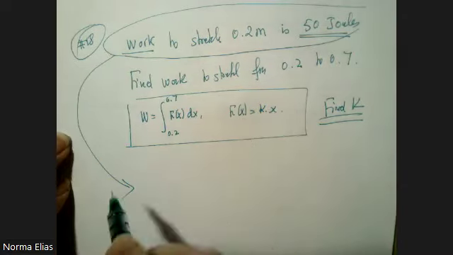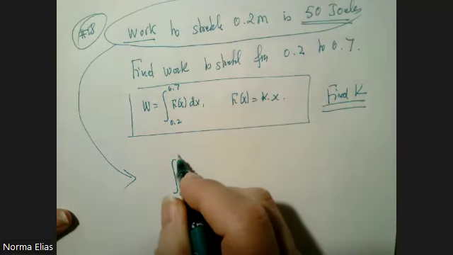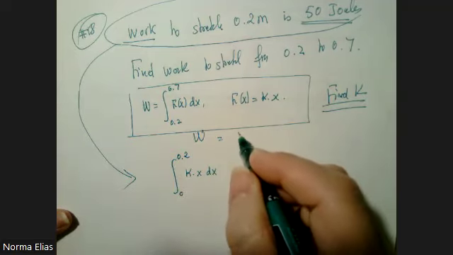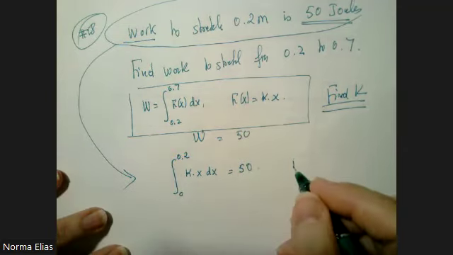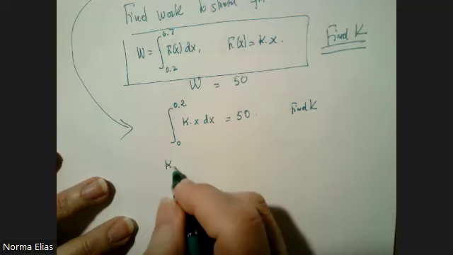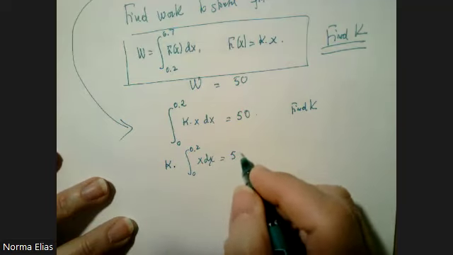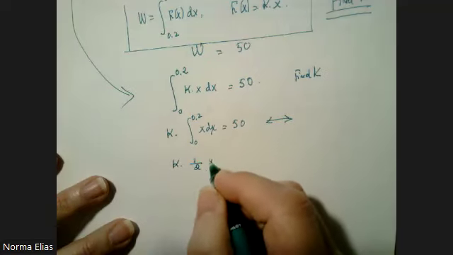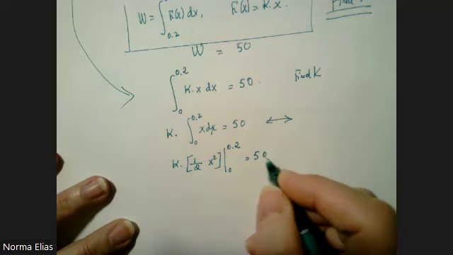What does this tell me? The work to stretch is 50 joule. This tells me that the work, which is the integral of kx dx, is equal to 50. Okay, and we're going to find k using this. All right, so I solve for k. K is a constant times the integral from 0 of x dx equal to 50. So this is going to give me k times a half x squared from 0 to 0.2. This is equal to 50.